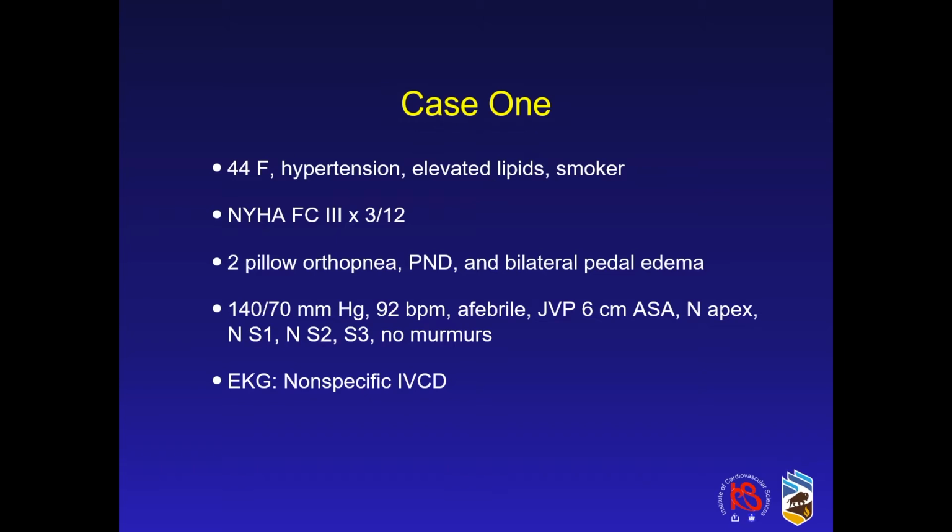With respect to her vital signs, her blood pressure is 140/70, right arm. Her heart rate is 92 and regular. She does have an elevated JVP that's 6 centimeters above the sternal angle. She has normal first and second heart sounds. She does have an audible third heart sound, and there are no cardiac murmurs. When one evaluates the 12 lead EKG, there is a nonspecific interventricular conduction delay.